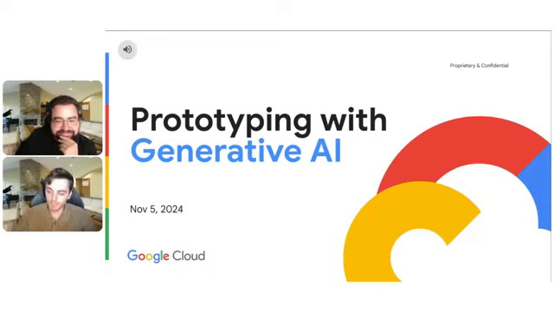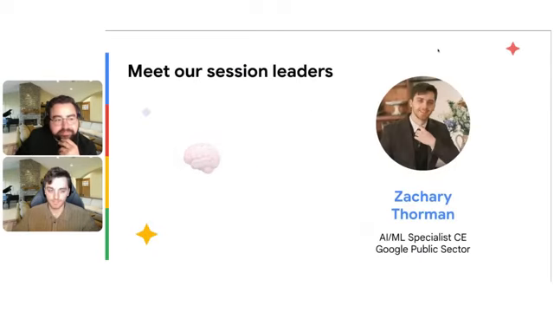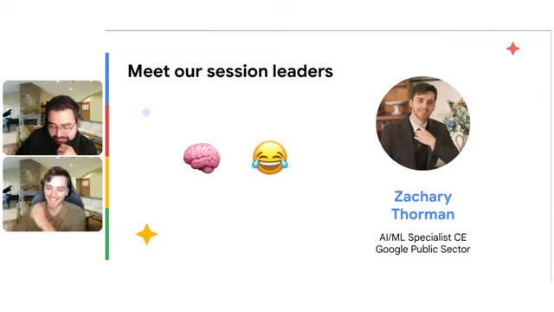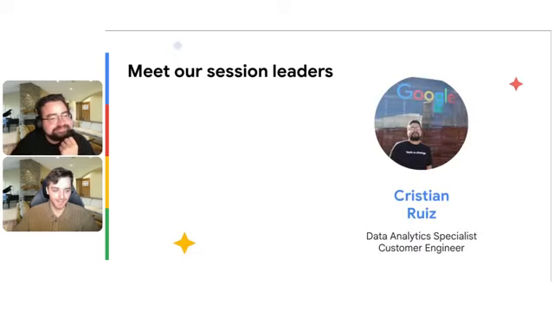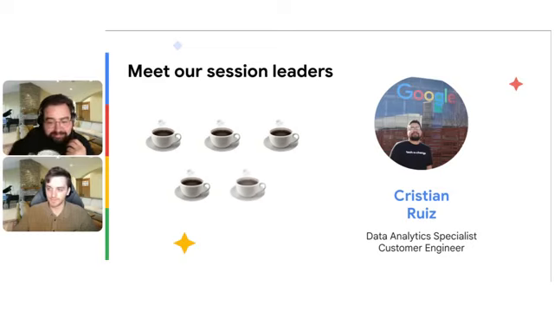Zachary Thorman, a specialist in AI/ML within the public sector, and Christian Ruiz, a specialist in data analytics within the startup space. Zachary is a brilliant mind who can make even the most complex AI concepts seem easy to understand and build. He's also a bit of a goofball, so don't be surprised if he cracks a few jokes during the presentation. Meanwhile, Christian is a data whiz who can help any startup make sense of their data. He's also a great guy to have a coffee with, so if you ever get the chance, be sure to invite him to get his 5th cup of the day. So, without further ado, please welcome Zachary and Christian.